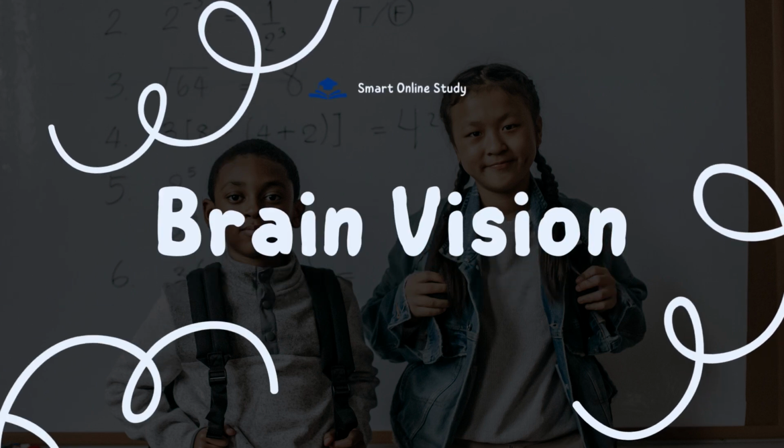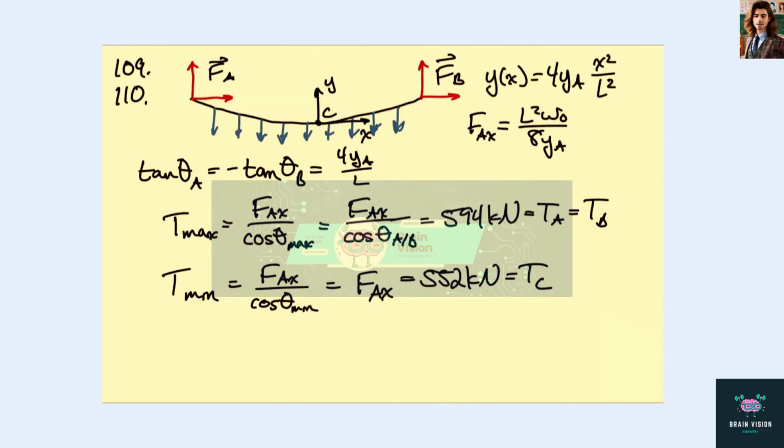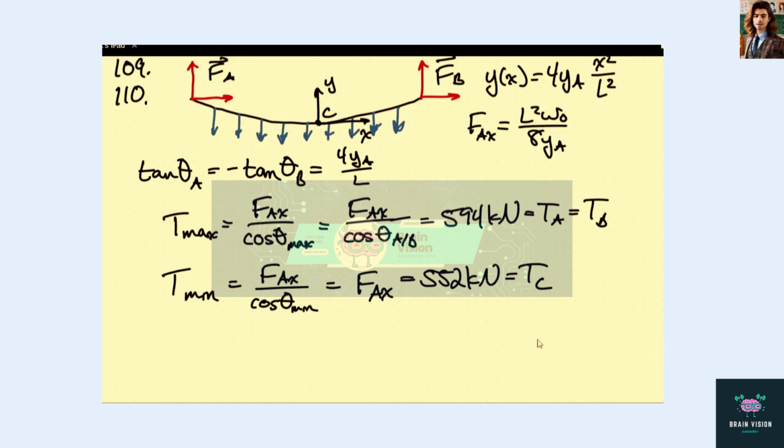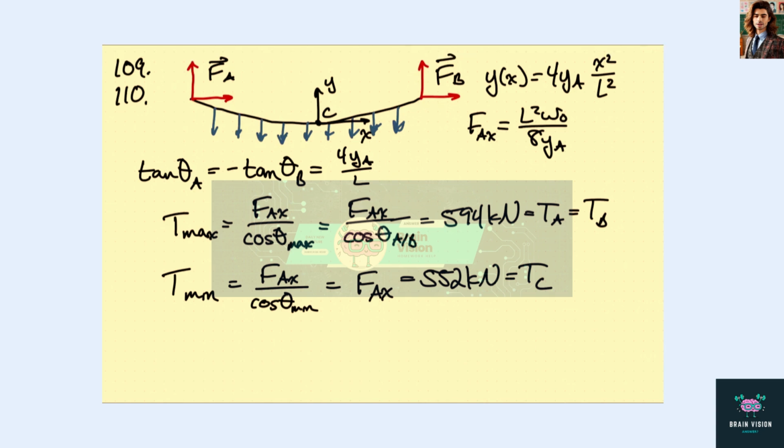Welcome to Brain Vision. In problems 109 and 110, we're asked to find the maximum and minimum tension developed in the cable that is supporting a pipe, and that pipe has a mass of 1,500 kilograms per meter.